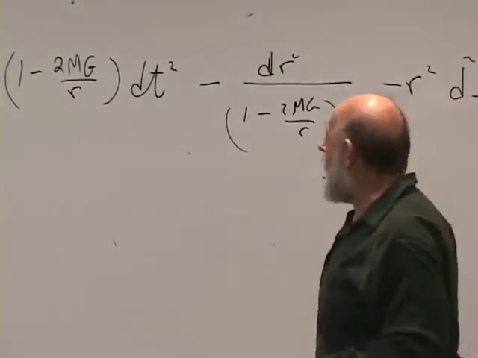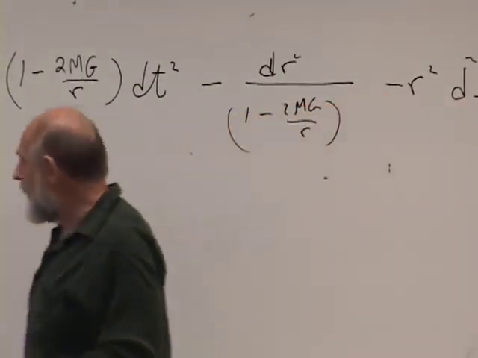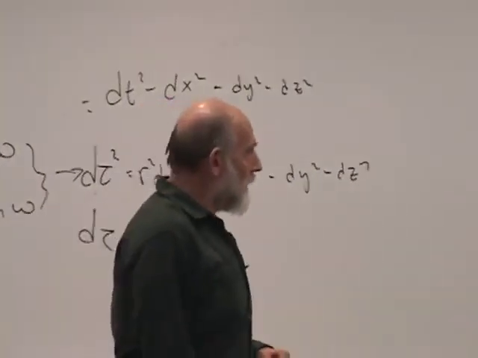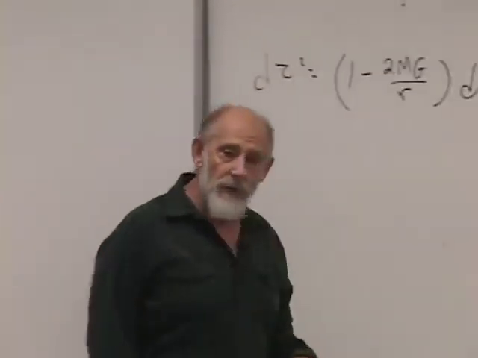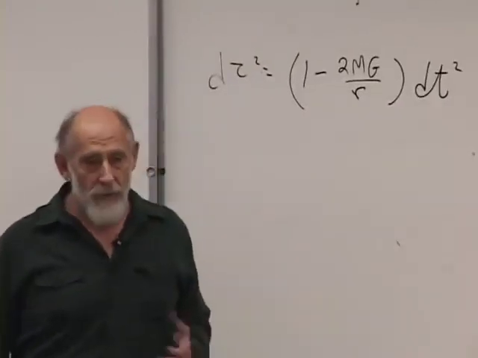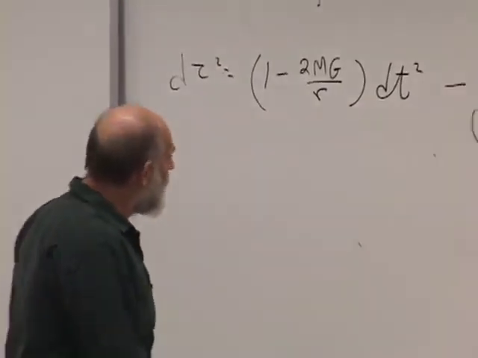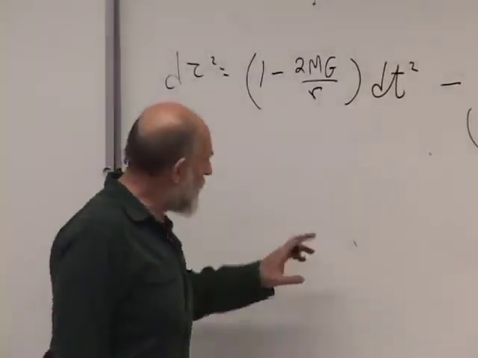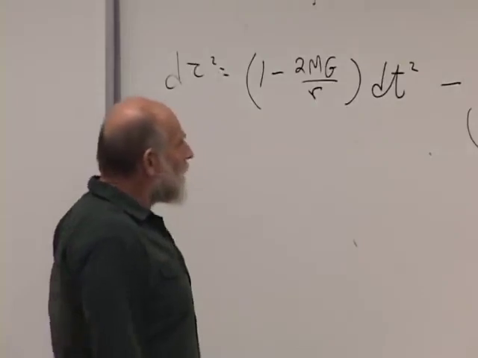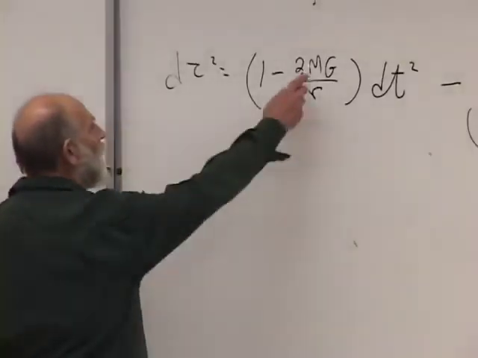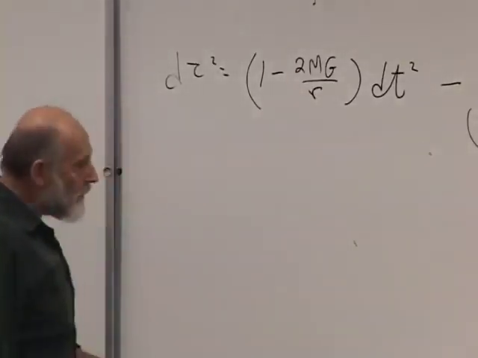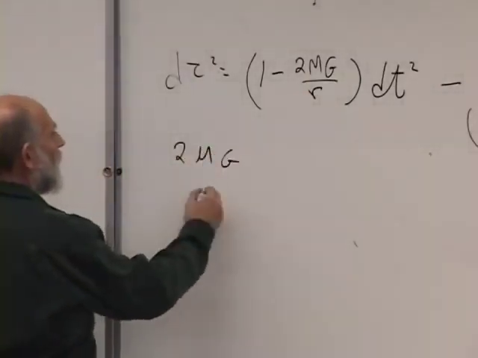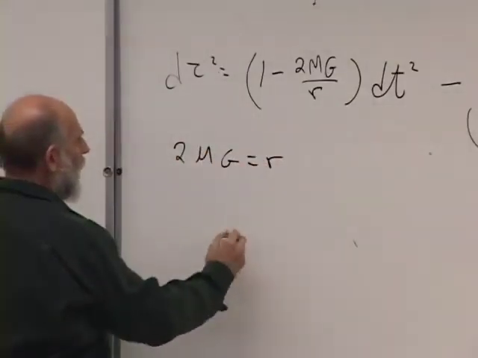But of course, there are some problems in this metric, some singularities. And there are two kinds of singularities in this metric. One of them is a really nasty singularity, where if you encountered it, you would not be very comfortable. The other is a coordinate artifact, in other words, a funniness of coordinates. Okay, the horizon is the place where 1 minus 2mG over r becomes equal to 0. 2mG equals r, that's the horizon.